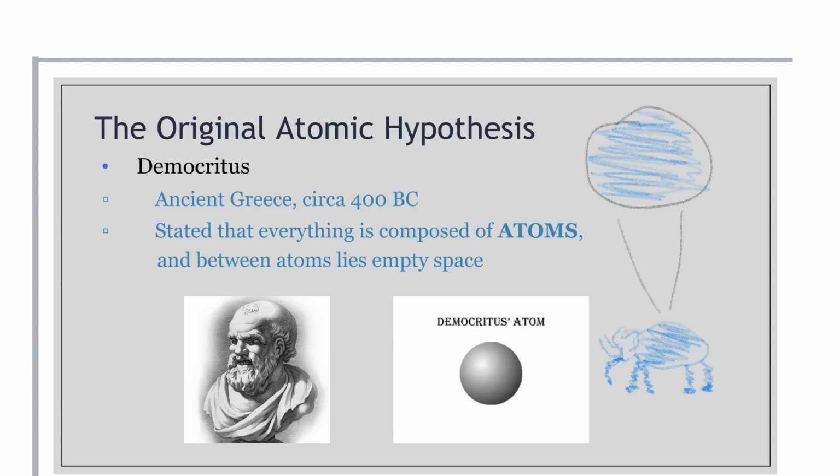And if you kept cutting them in half and in half and in half, you'd eventually get to something you couldn't cut. Atomos, he called it. And that indivisible thing that you couldn't cut would be that atom. So that woolly mammoth is made up of a woolly mammoth atom, and he was made up of Democritus's atom.